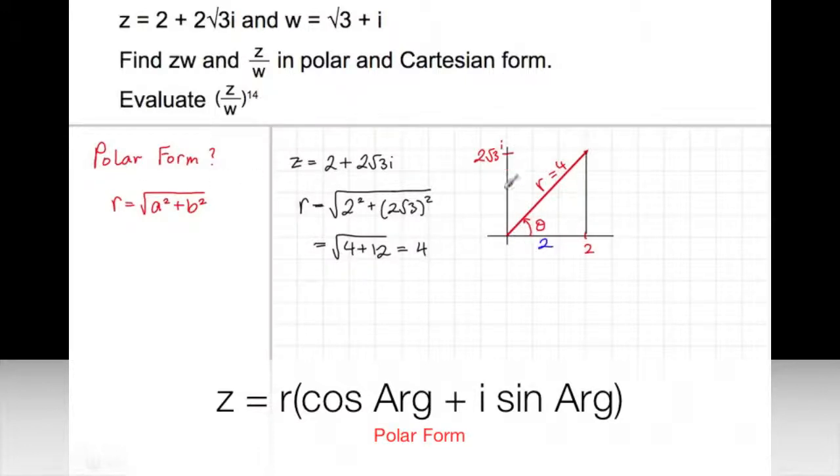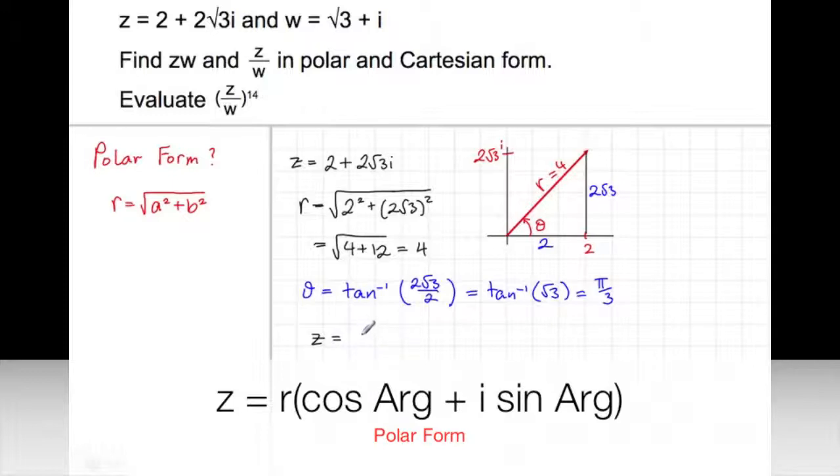Now to work out the argument, if we complete this triangle here, we see that the opposite is 2 root 3 and the adjacent is 2. So tan theta is 2 root 3 over 2, which is the same as root 3. This is one we might recognize: tan inverse of root 3 is 60 degrees. We can use a calculator if not. And 60 degrees is pi over 3 in radians. Probably a preference for using radians here.